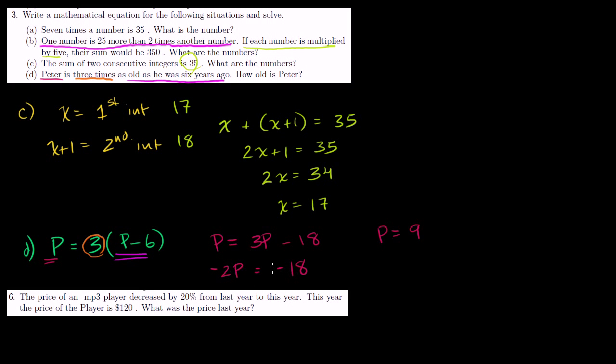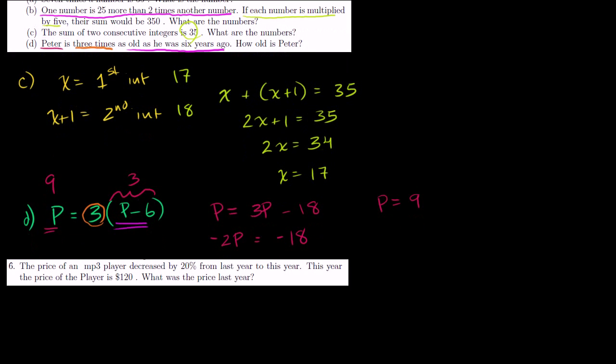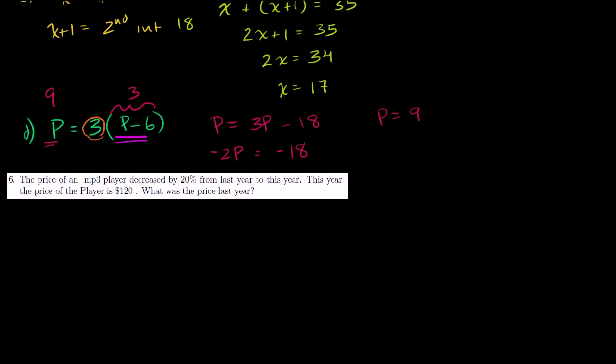Just multiply both sides by negative 2, and you can verify it. Right now, he's 9. 6 years ago, he was 3, and at 9 years old, he is 3 times as old as he was 6 years ago. So it definitely works out. That's the cool thing about algebra. You can always check your work. You always know when you got the right answer.